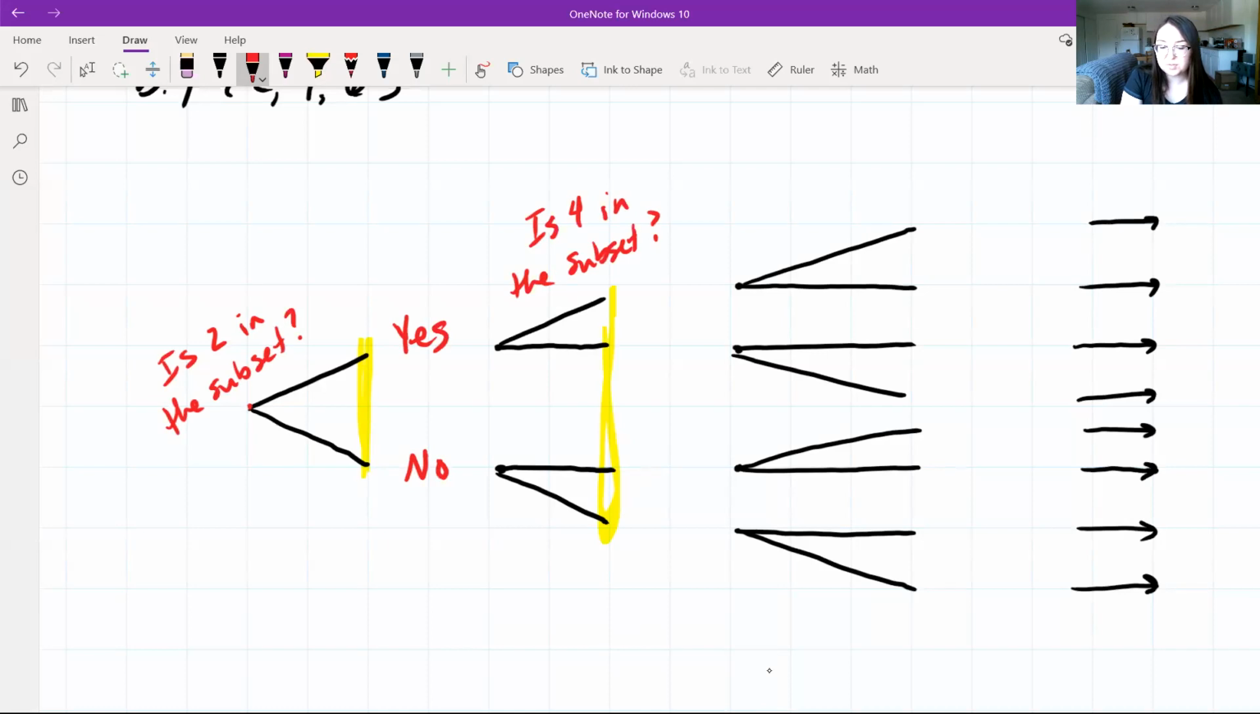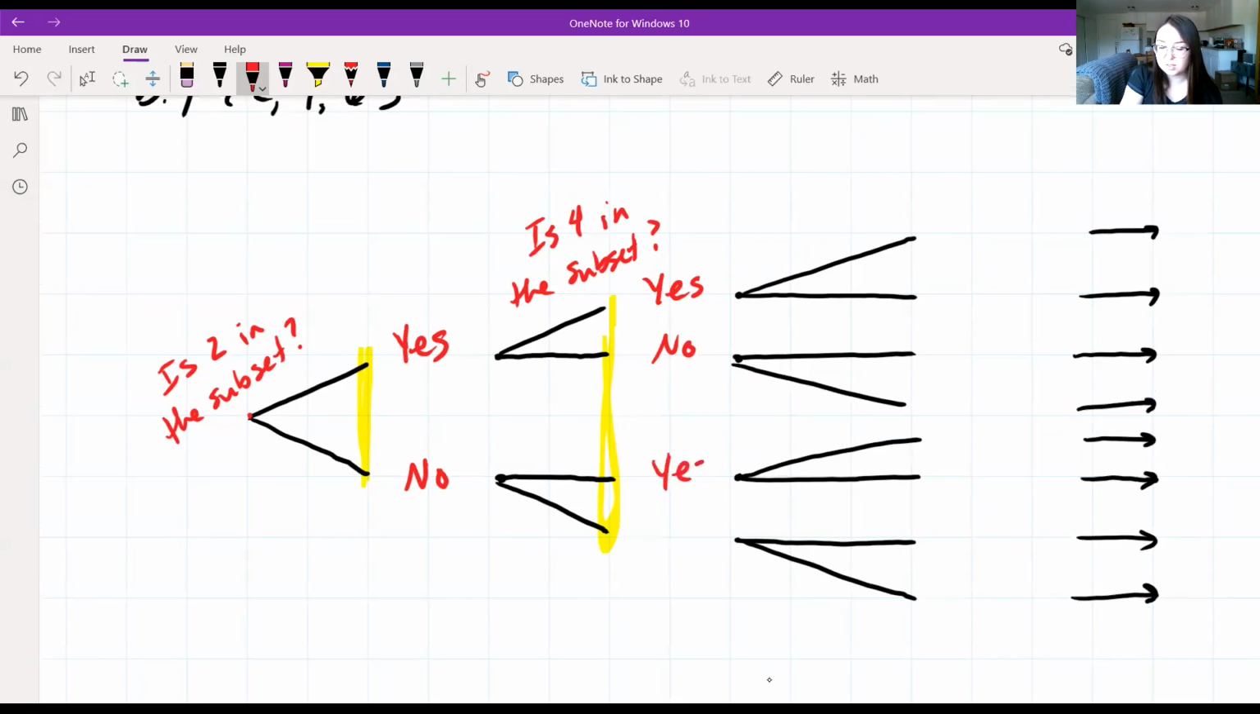So we think about, is 4 in the subset? We have to think yes and no. Then we also have to think yes and no for the fact that 2 wouldn't be in a subset, so yes and no.